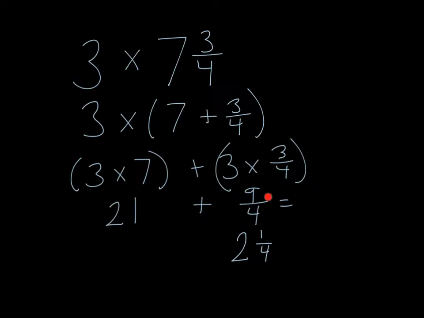I just converted my 9/4 to a mixed number. So now all I have to do is take the 21, add it to that mixed number, and I end up with 23 and 1/4 as my final answer.